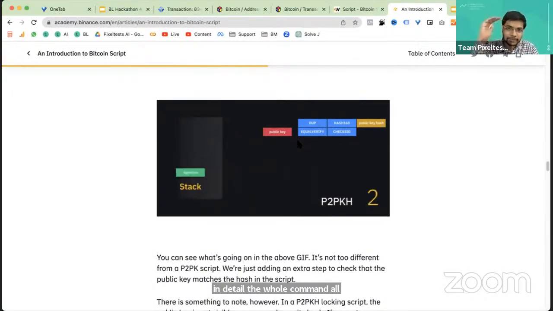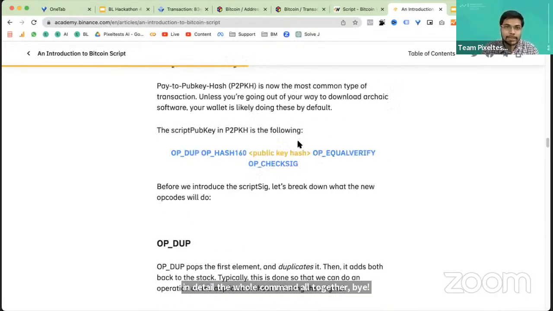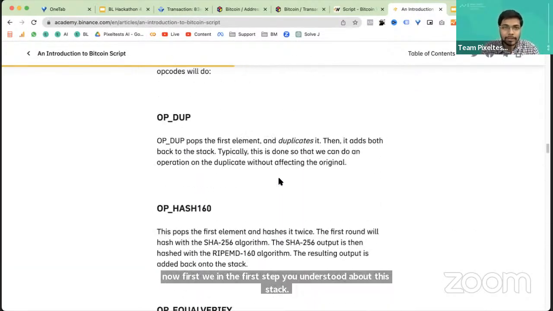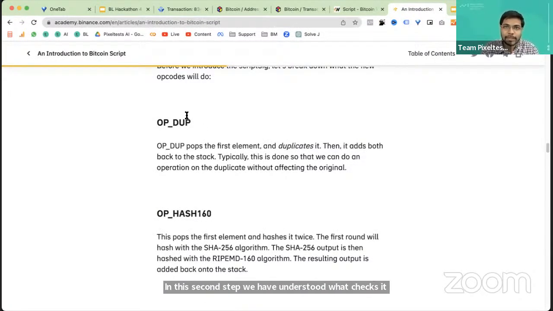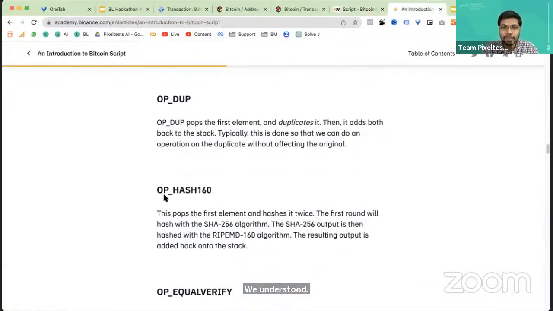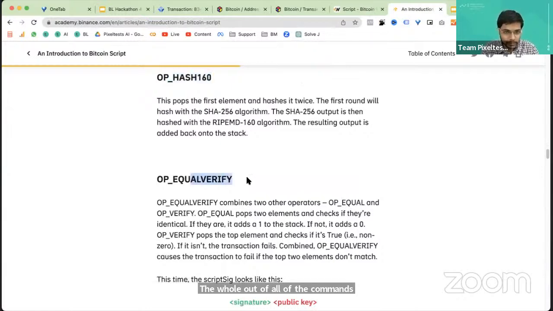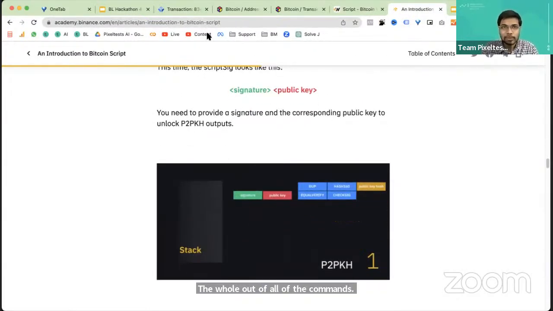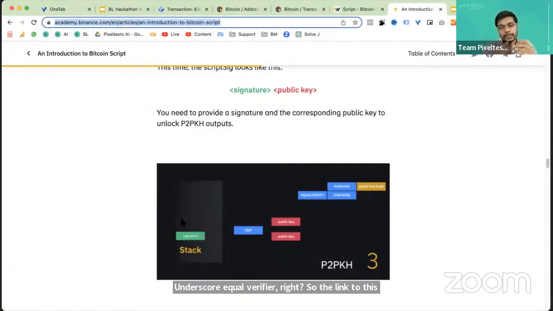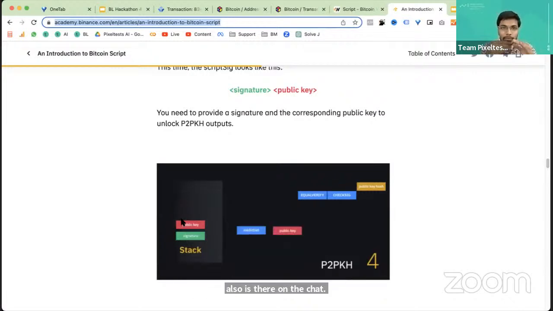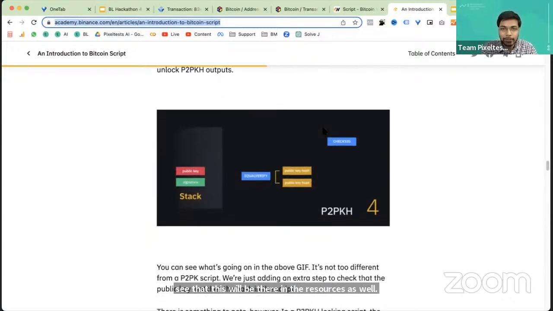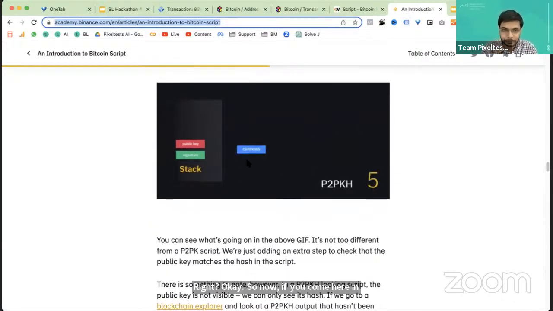So now first, in the first step, we understood about this stack. In this second step, we have understood what checksig does. Now here we have understood OP_DUP, right? We have understood OP_DUP from here. The whole of the commands, we have understood OP_HASH160, OP_EQUALVERIFY, right? So the link to this also is there on the chat. So people who would be watching this on Teachable, you can see that this will be there in the resources as well, right?